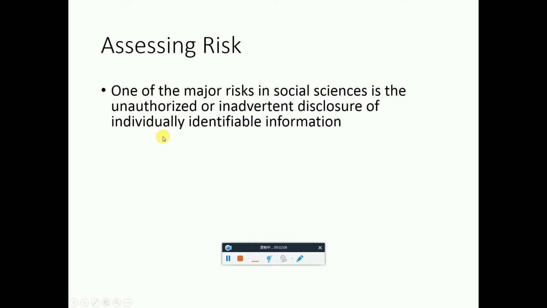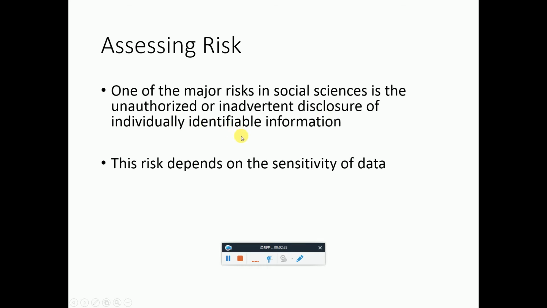So that's why in this particular module we're only going to focus on one particular risk that's quite apparent to anyone that has even very limited knowledge or exposure to research, and that's the unauthorized or inadvertent disclosure of individually identifiable information.